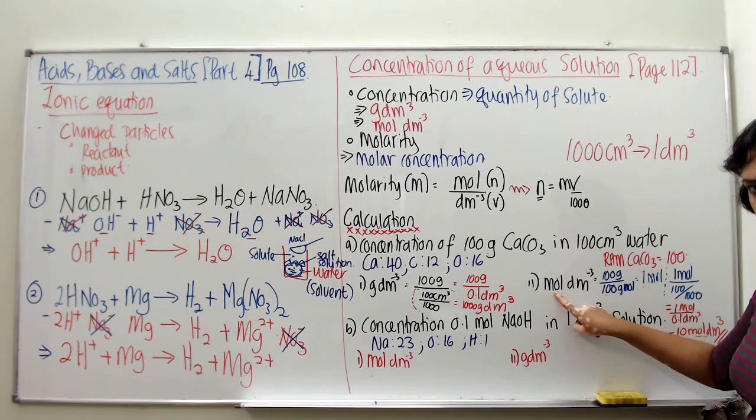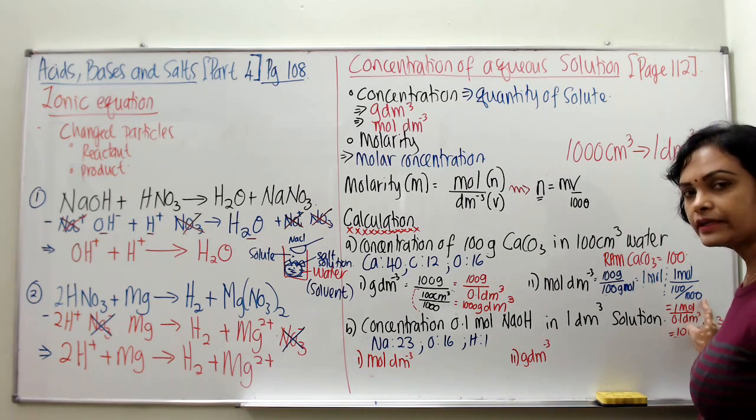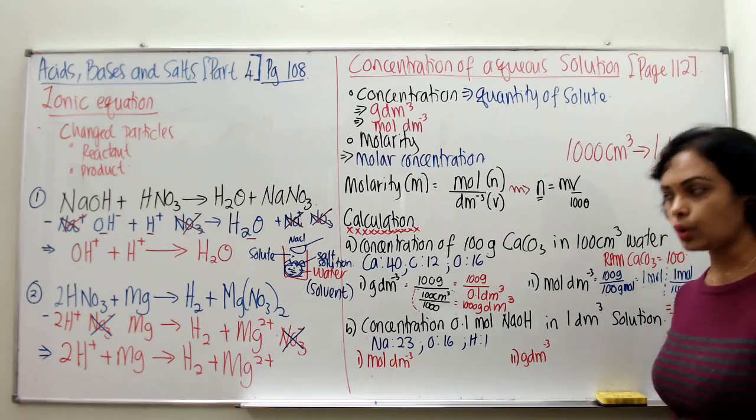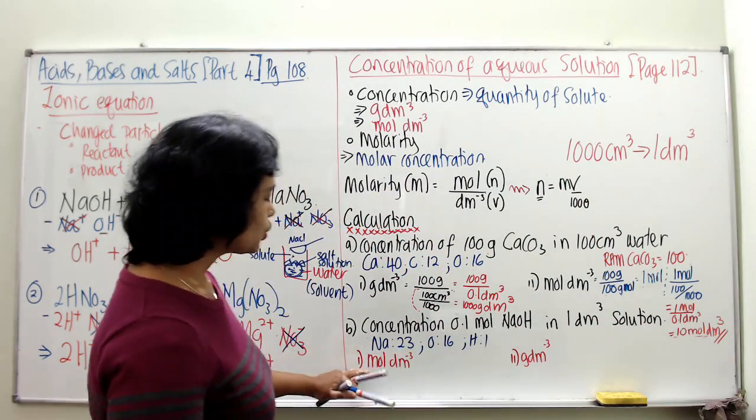So now you already get this already. So now you have to find the dm cube. Can you see? You have to find the dm cube. So 100 divided with 1000. Why? Because you have to find the dm cube. Then from there you will get the answer 10 mole per dm cube. So hope you can calculate this using the calculator. Okay. Now let's go to second. I'll give you another example.